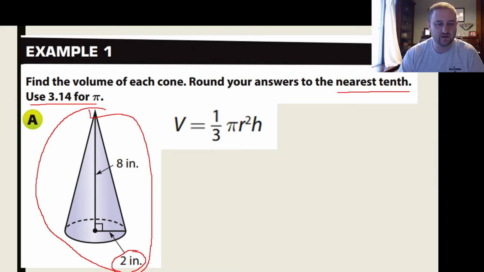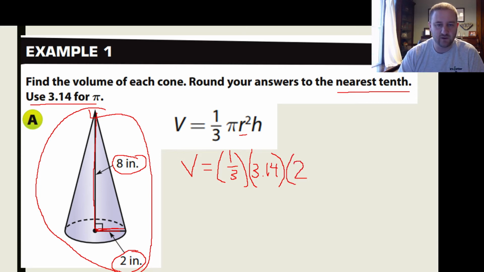Now, analyzing this cone here, it gives us a couple of key pieces of information. It gives us the radius right here, that's halfway across the circle, and it gives us the height, that's the point from this point to the very tip top. So we're going to plug in what we know. Volume equals 1/3 times pi, remember, 3.14 for pi, times r squared. R is 2, that's our radius, so 2 squared, and then times h. Our height is 8, so times 8.